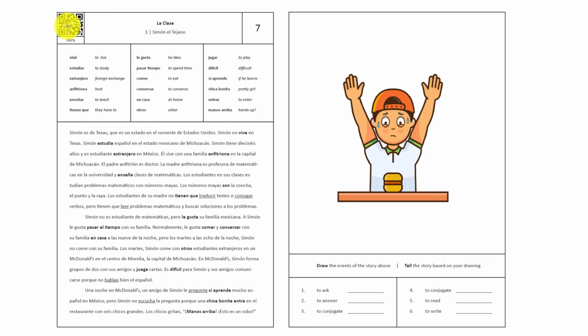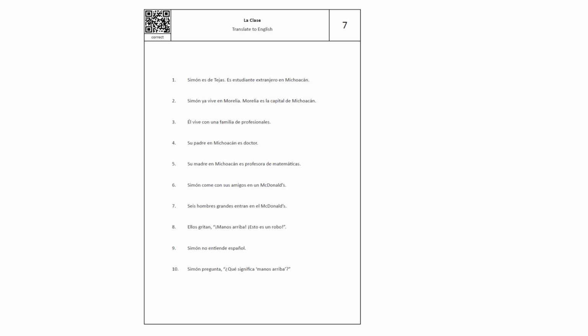The story also, if they scan this QR code, is read to them by a man from Mexico who's a professional voice actor. So when they scan this, they can hear, Simón es de Texas. They know how to pronounce each one of these words. It's a really good added value benefit, I think, to the story is this QR code up here in the corner of each story. After they've read the story, we're now on day 9 of the unit.